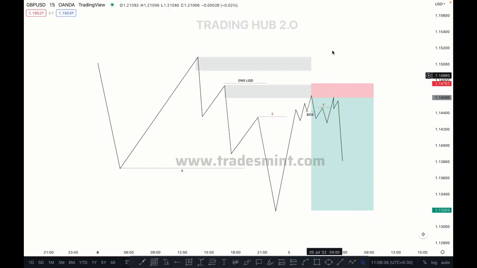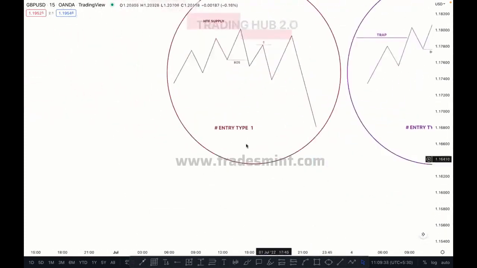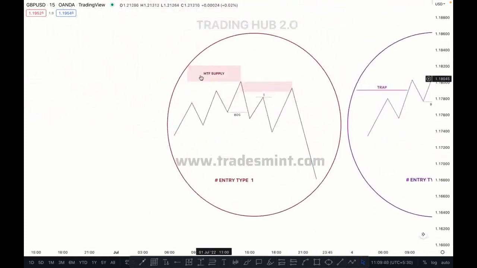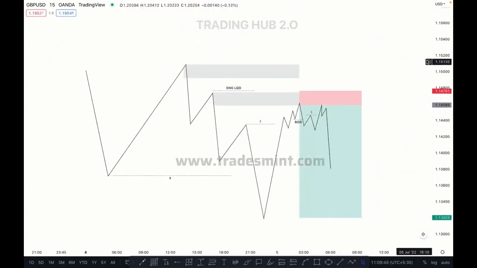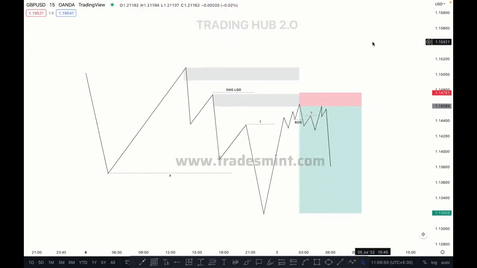So this will apply as type 1 entry, correct, which is here: when the market taps on the higher time frame supply, then you have to follow this structure, then you can sell. Okay, so don't worry, I will actually show you through bar play, then you can understand this concept more clearly. Generally, I'm showing you how it actually works.